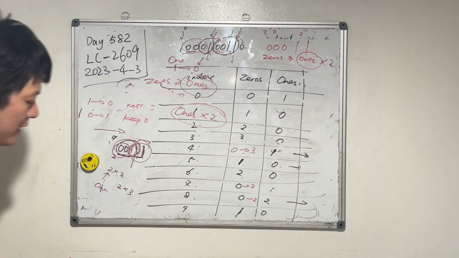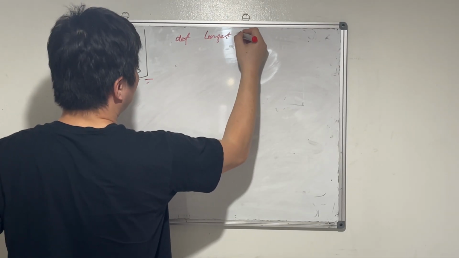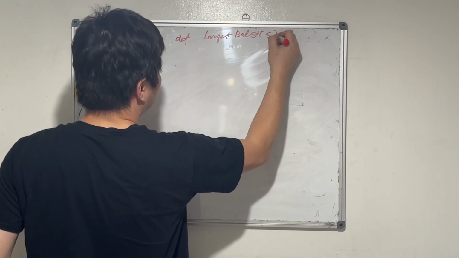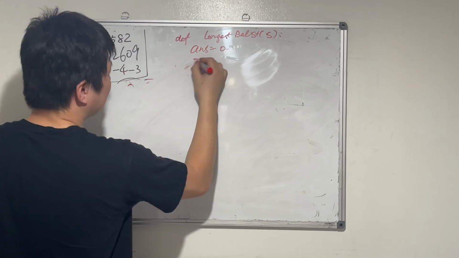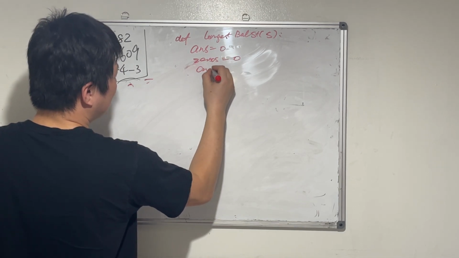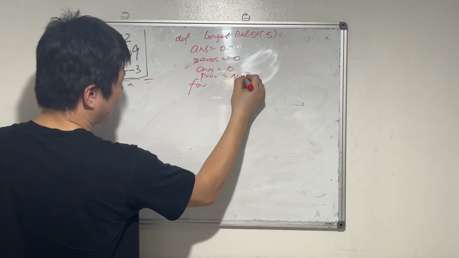Okay, let me write the code. The longest balanced string, this is S. The current answer is 0. Zeros equal 0, 1s equal 0. Previous character is nothing at the beginning, okay?